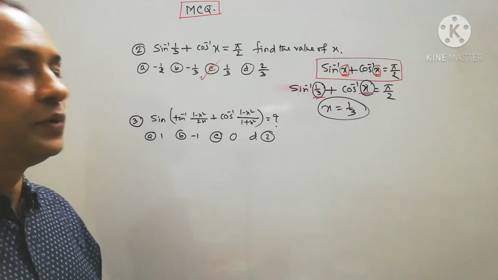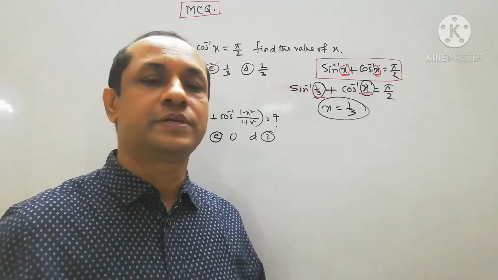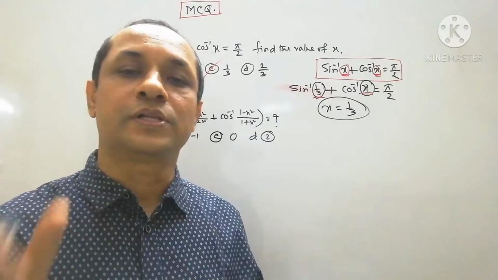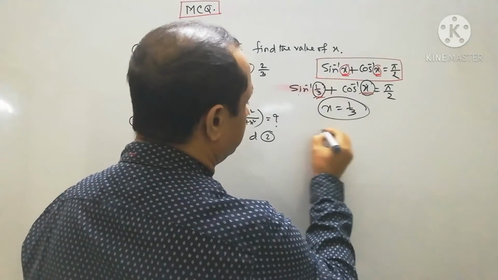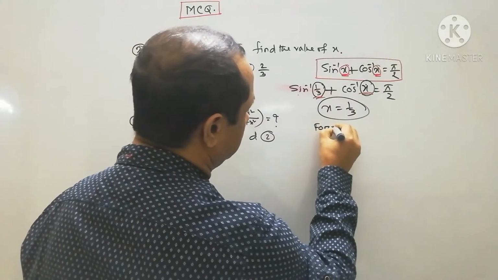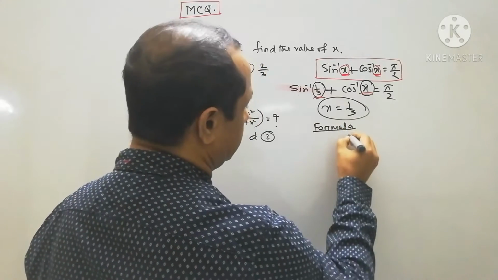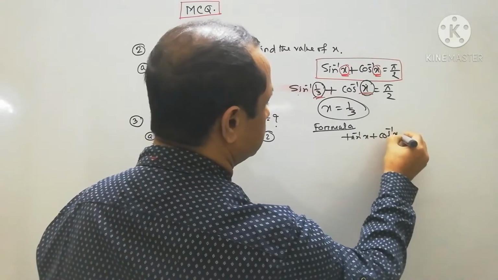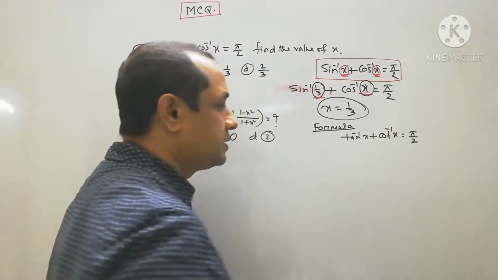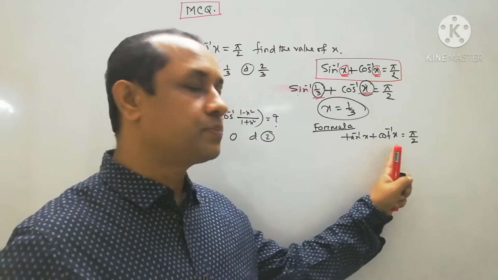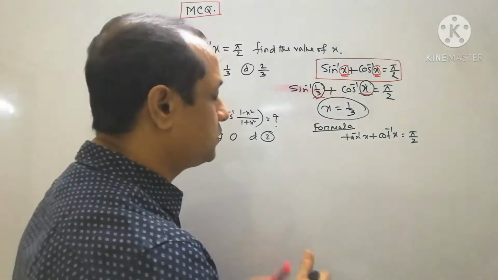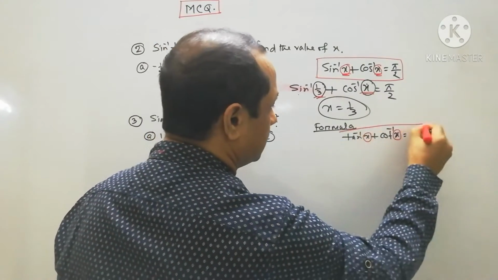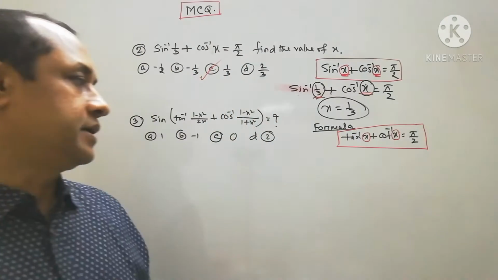Students, we know you have learned in previous classes that tan inverse x plus cot inverse x equals pi by 2. Now this formula, students, memorize it: tan inverse x plus cot inverse x equals pi by 2. Here angle x and angle x are equal. So memorize this.